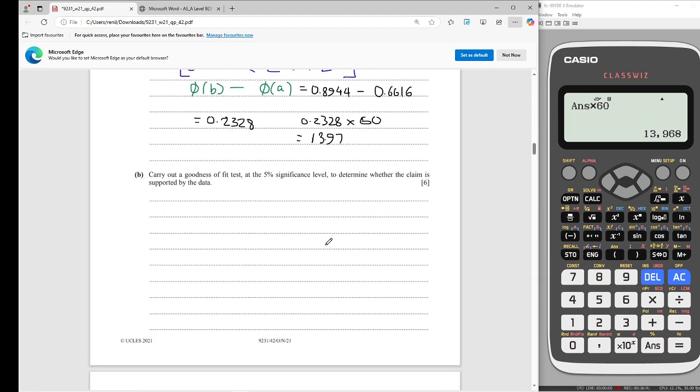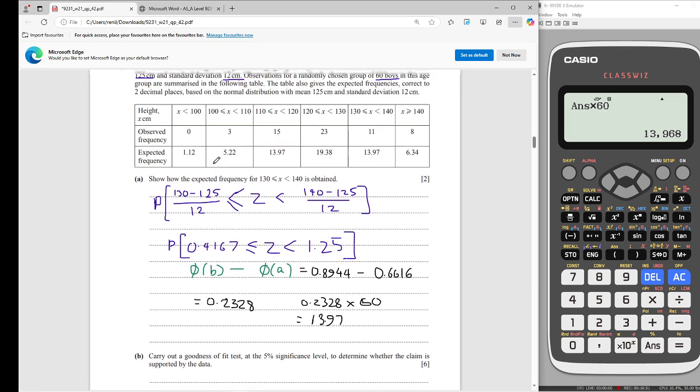Now moving on, carry out a goodness of fit test at 5% significance level to test whether the claim is supported by the data. Okay, so to calculate the test statistic, first we need to validate each expected frequency. To do that, we need to ensure that each expected frequency is above 5, and as you can see, the first one isn't. So what we have to do is just combine it with this one.